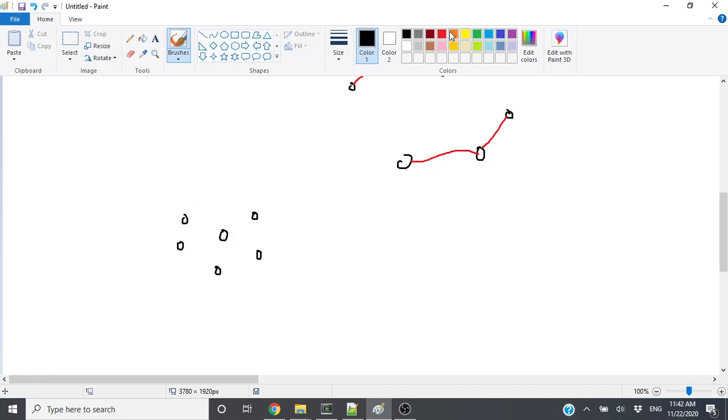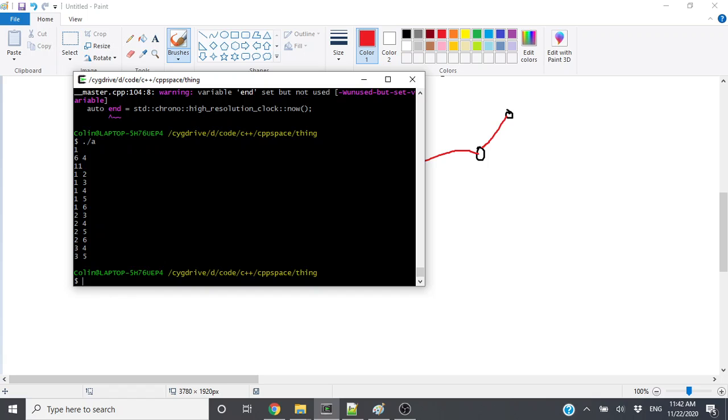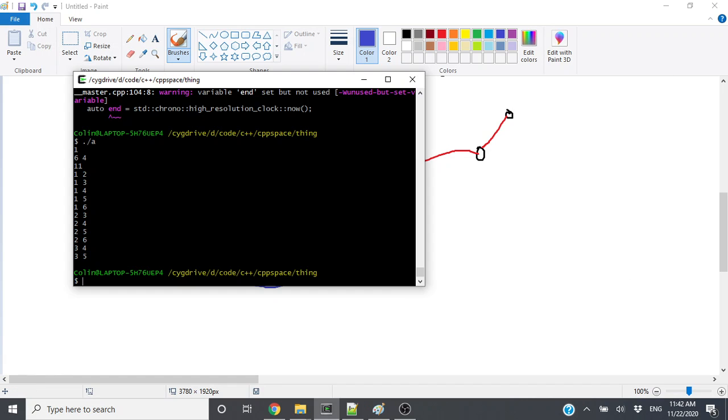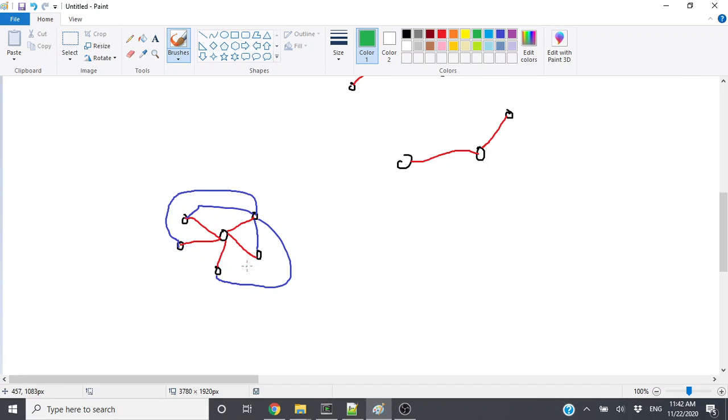Consider it like this. We have 1, 2, 3, 4, that. And we have an edge between 2 and 3. So let's do it like this. 2 and 3, 2 and 4, 2 and 5, 2 and 6. We have an edge between 3 and 4 and 3 and 5.